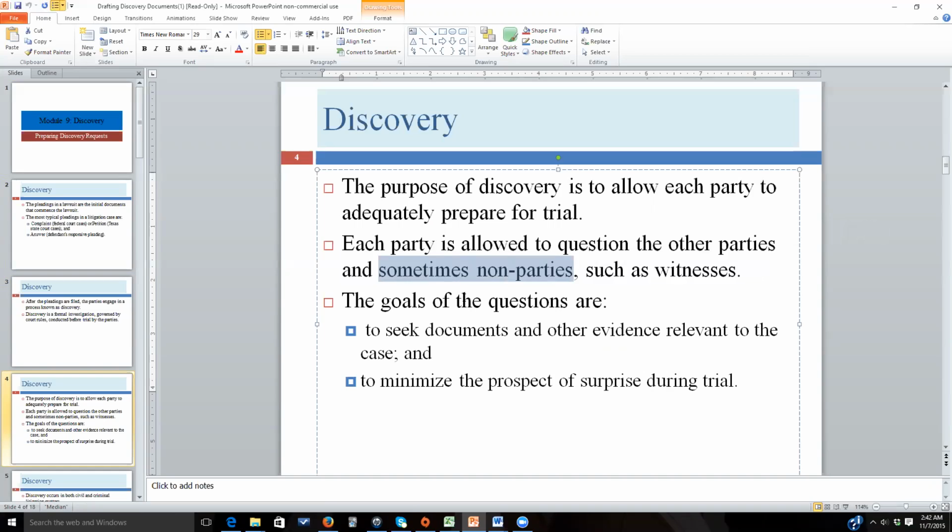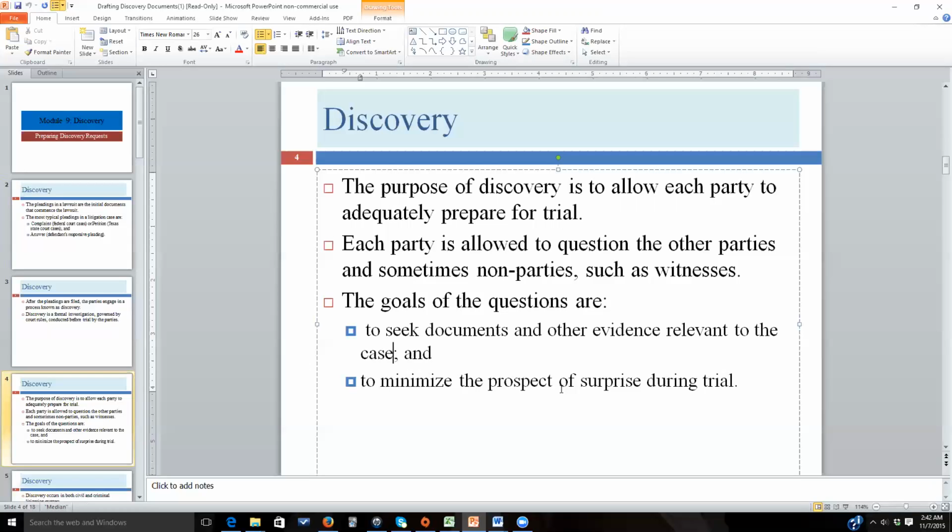So what are the goals of the discovery questions? Well, the first is to seek documents and other evidence that is relevant to your case. You want not just facts that are good for your case, but you also want the facts that are bad for your case, because obviously if it's a fact that's bad for your case, the other side intends to use it. You want to know about it so you can prepare your response to that.